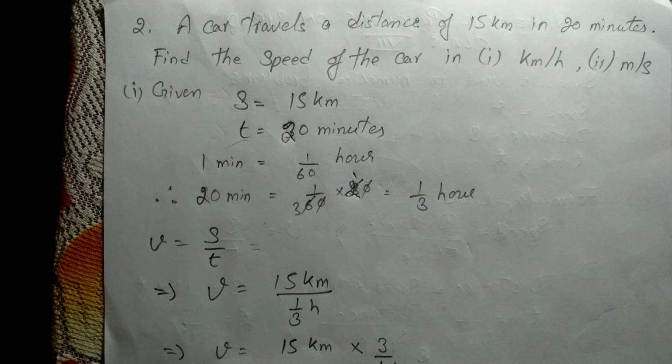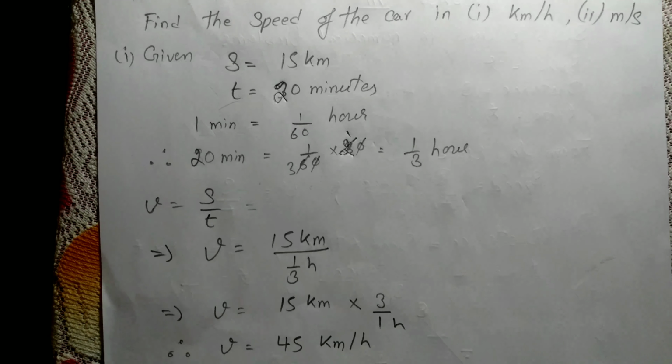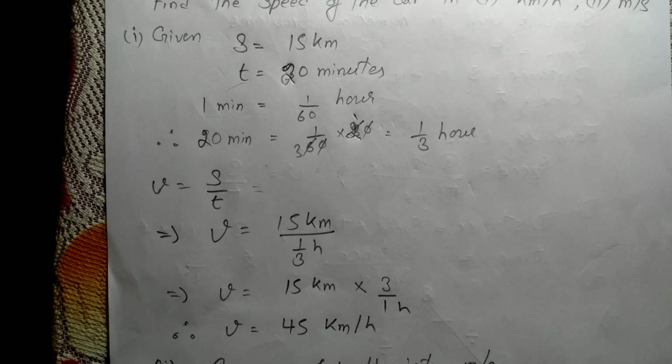Again, I am supposed to find the value of speed using the formula for speed. v equals distance upon time, which is s upon t, will give me further v equals 15 km upon 1 upon 3 hour. So I have just replaced the value of s and t in the formula. So again, v equals 15 km into 3 upon 1 hour. I have to reciprocal the denominator. So therefore v equals 15 into 3, which is 45 km per hour. This is the answer for the first part.